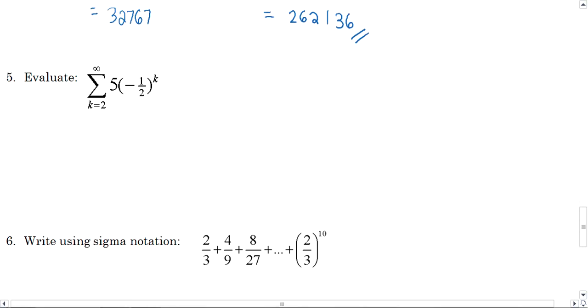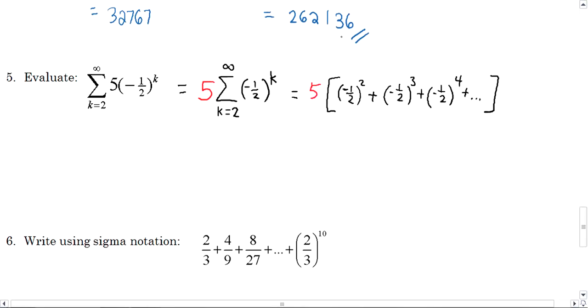Alright, so I'm going to factor out 5 because this just makes life a little bit simpler for me. And then I'm going to expand this, see what it looks like. Okay, this is what you get. And further simplifying it, let's see what else we get. Okay, so you get this. And you can see this is a unique series because our upper index is infinity.